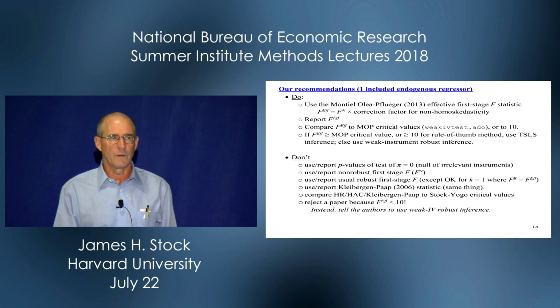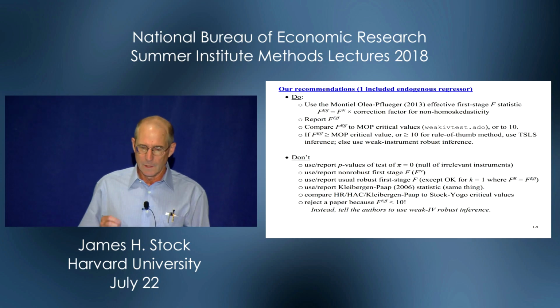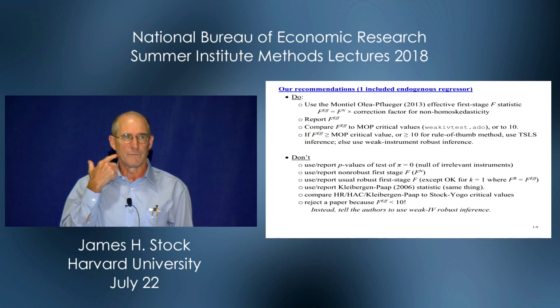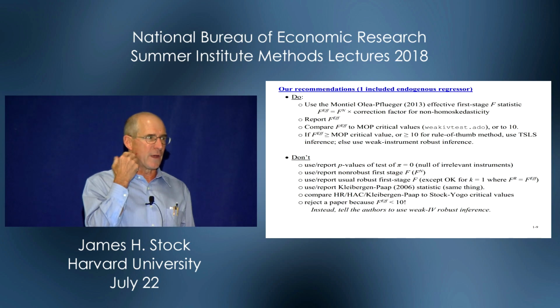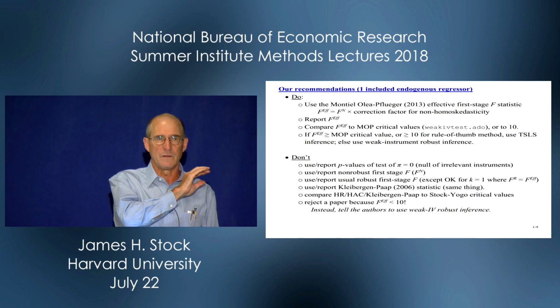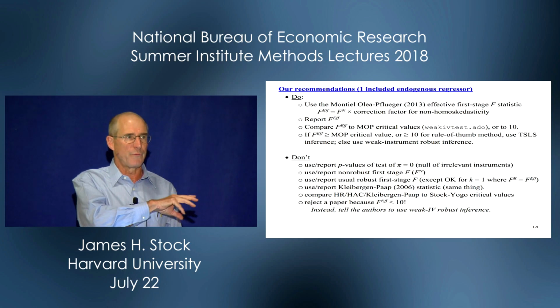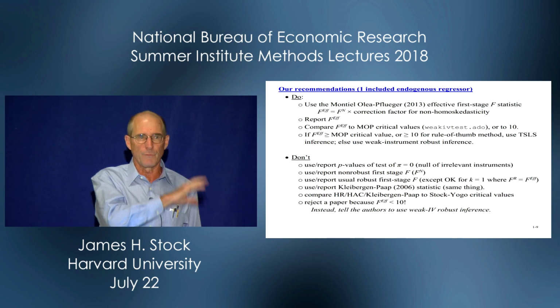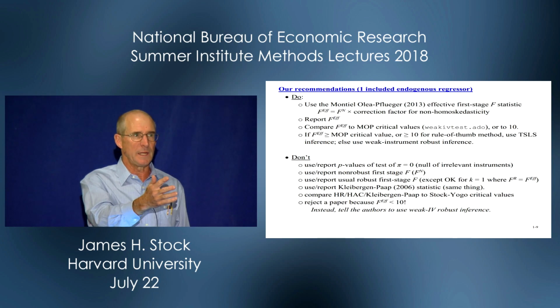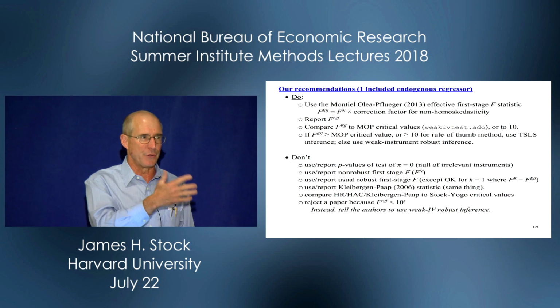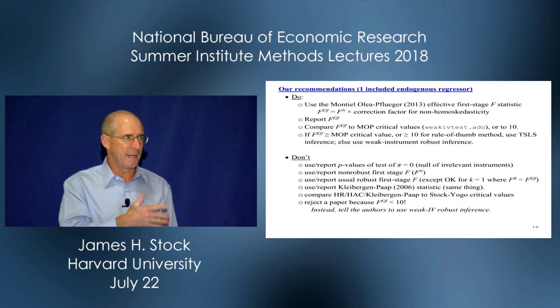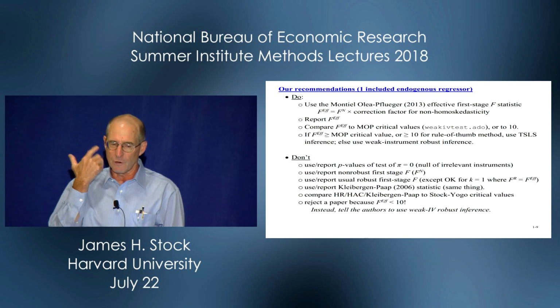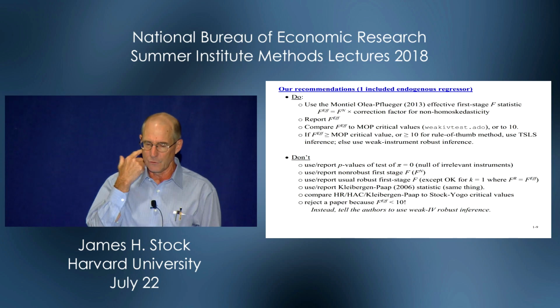Okay, and then there's a list of things you should not do. Do not report the p-value of a test of pi equals 0, because the issue is not whether the first stage coefficient equals 0 in population. 0 is too small a number. It actually has to be far enough away from 0 that you're not going to be dividing by 0. And so testing 0 is not a useful thing to do.